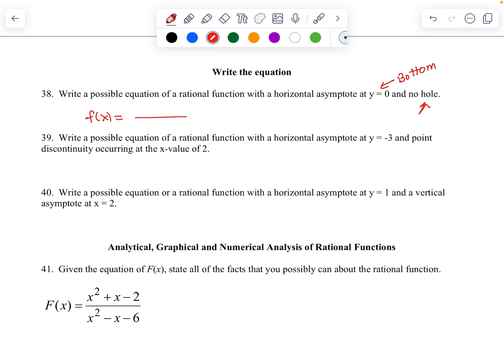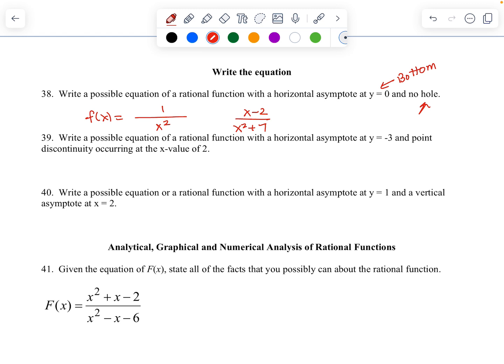So you really could write something like 1 over x squared in most simple form. You can certainly make it bigger and more detailed than that. So if you wrote something like x minus 2 over x squared plus 7, that's lovely. That is bottom heavy with no hole. That's all it asks for.